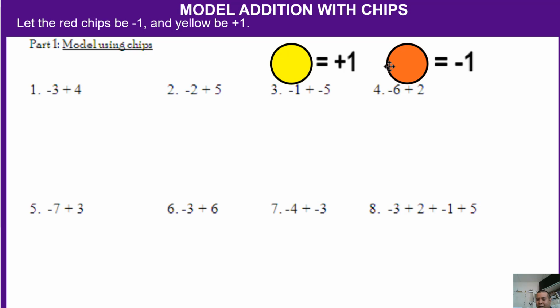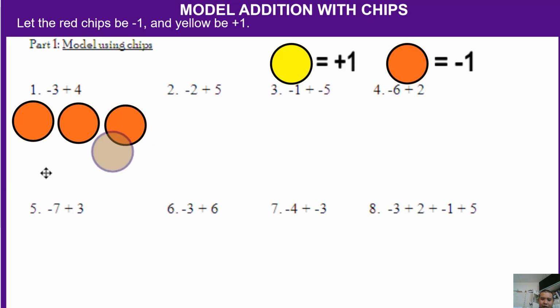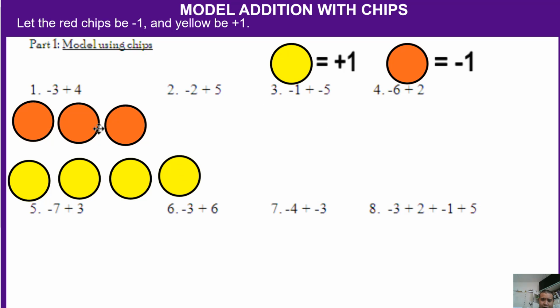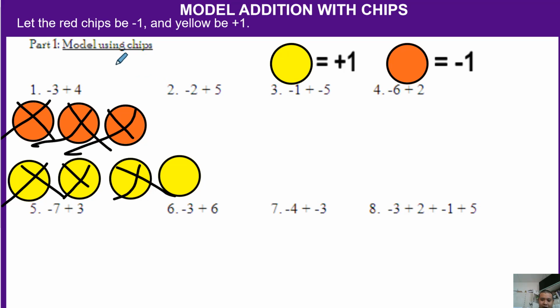We're going to pretend these are chips, like poker chips, where the yellow one represents plus 1 and the orange one represents minus 1. So here we have negative 3 plus 4. So we're going to have 3 of these orange ones, and then underneath that, I'm going to put four of these. And as a result, these three orange ones will cancel out with these three yellow ones, giving us the final answer of one.